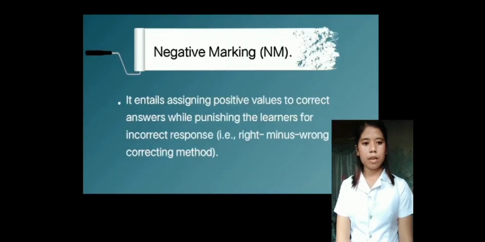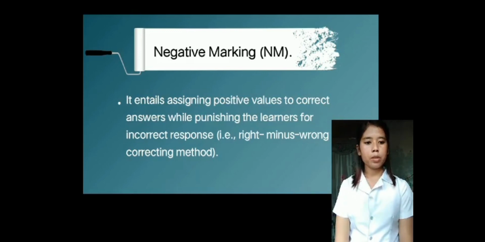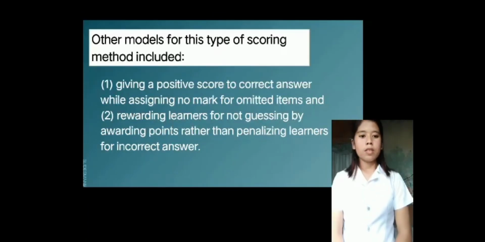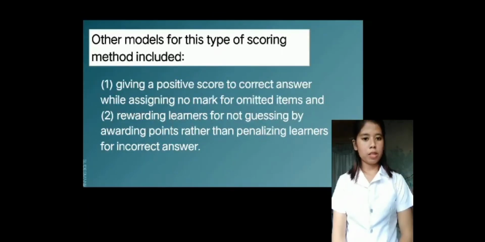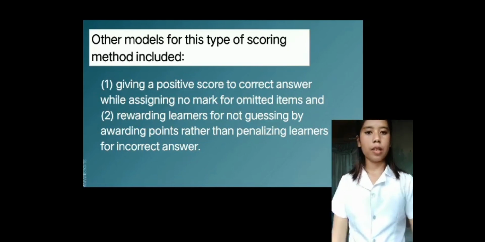So we have negative marking, or NM. In negative marking, it entails assigning positive values to correct answers while punishing the learners for incorrect responses. Right minus wrong, correcting method. Other models for this type of scoring method include number 1, giving a positive score to correct answers while assigning no mark for omitted items, and rewarding learners for not guessing by awarding points rather than penalizing learners for incorrect answers.